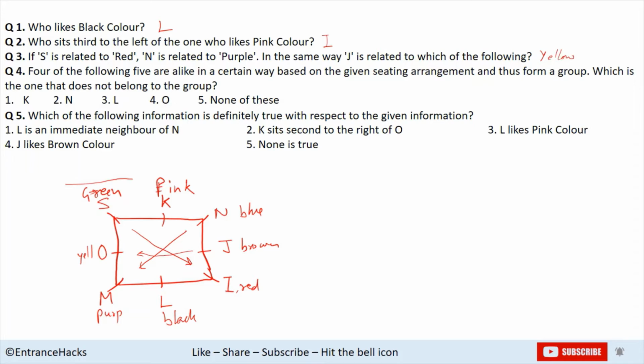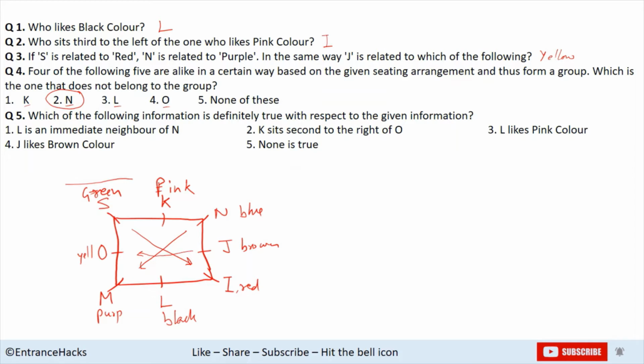Four of the following five are alike in a certain way based on the given sitting arrangement, thus form a group. Which is the one that does not belong to the group? K is sitting in the middle, N is at the corner, L is middle, O is middle. So N is the option because he is the only one sitting at the corner, the rest are sitting at the center of the table.